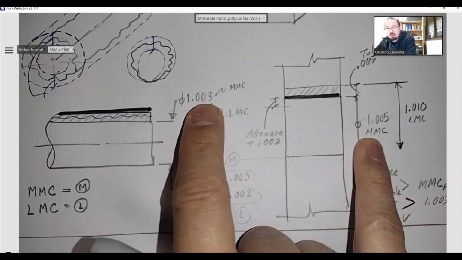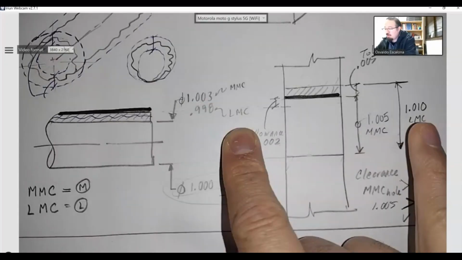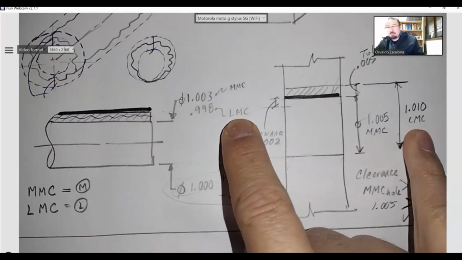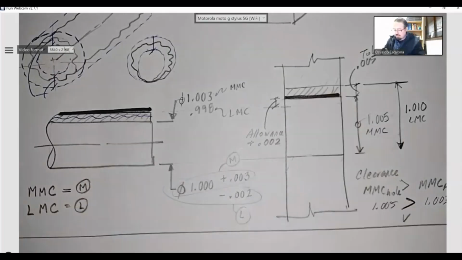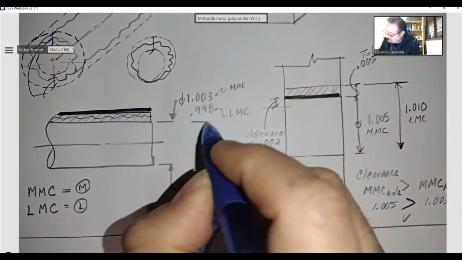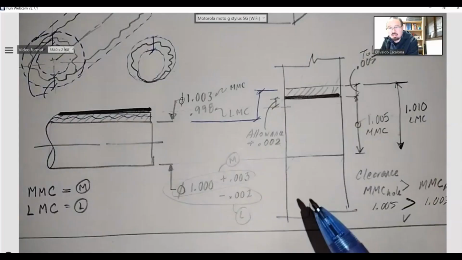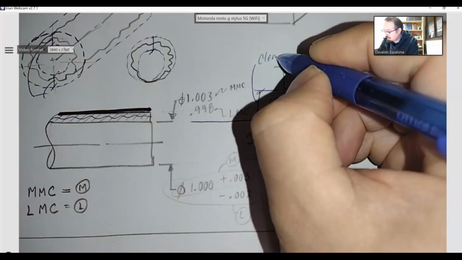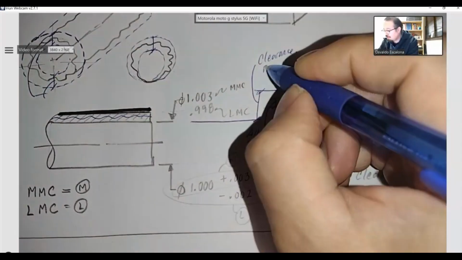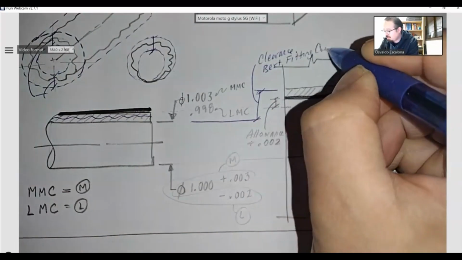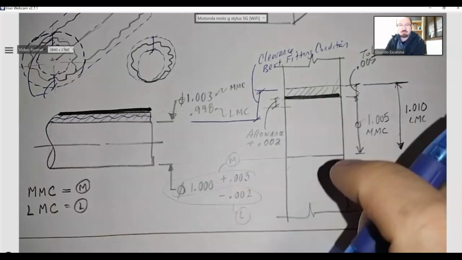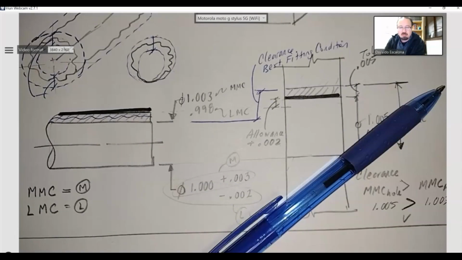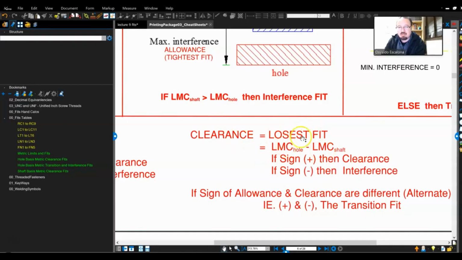Now, if I want to look at the best condition for assembly, I'm looking at the LMCs. That is where the pin will be really small and the shaft, or hole, will be really big, which gives me the best mating condition. I can see it by looking at this little distance. We'll call it clearance, and it's also the best fitting condition. Sometimes you would also call it the maximum clearance. Okay, let's call it the loosest fit. So mathematically, you can subtract one from the other, and that will give you your clearance.